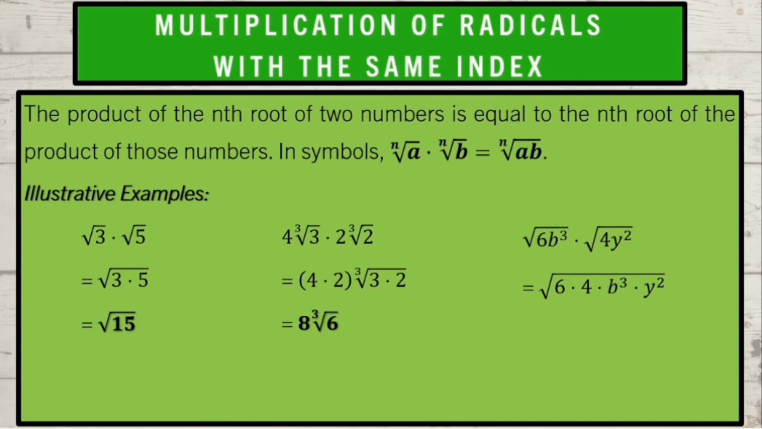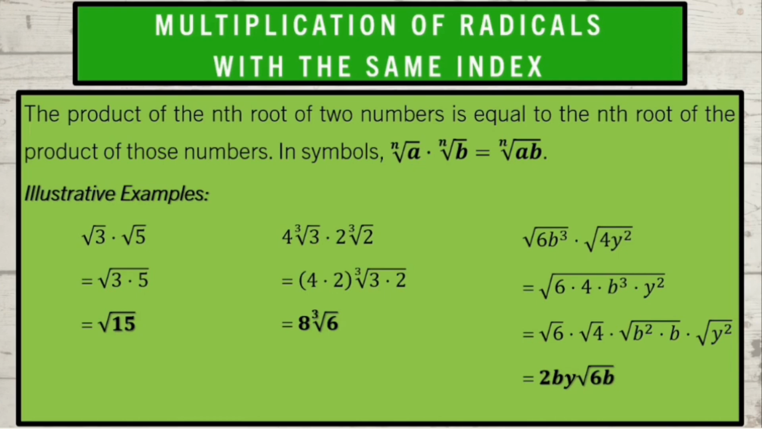We separate the terms because we have two coefficients, the numerical coefficient and the literal coefficient. And then we will separate it by term. So we will have the square root of 6 multiplied by square root of 4 multiplied by square root of b squared multiplied by b, which is also equal to b cubed, multiplied by square root of y squared. And then simplify. We will have 2by square root of 6b, which is also our final answer.